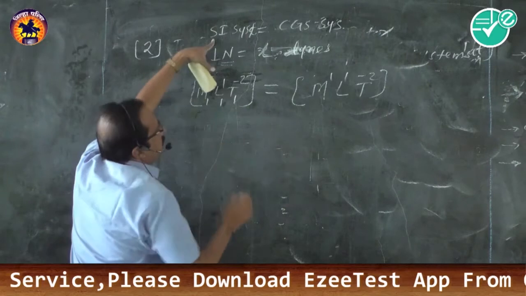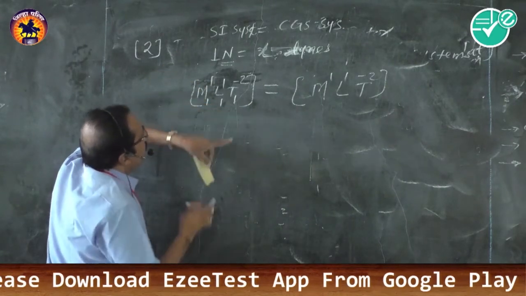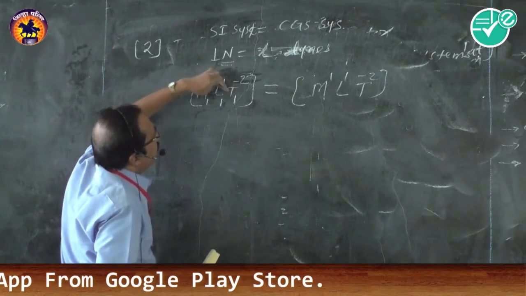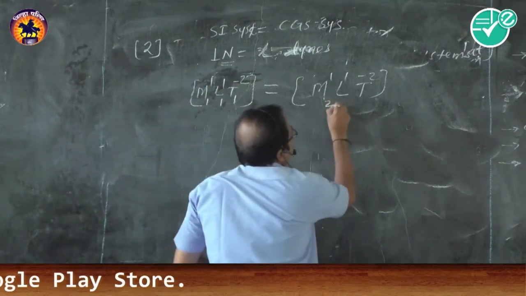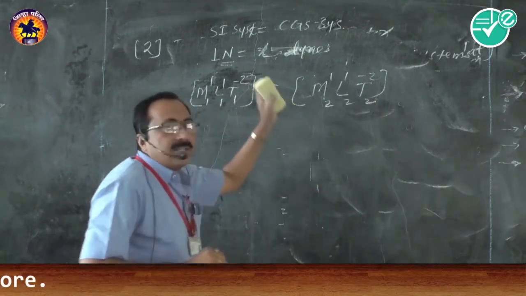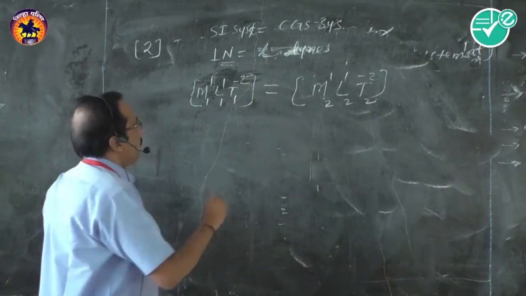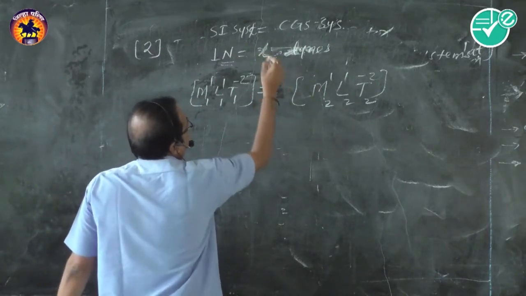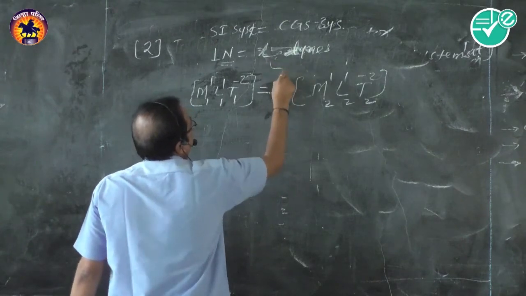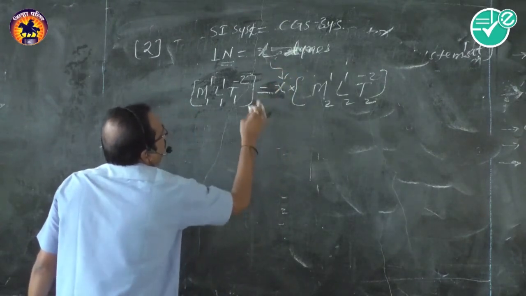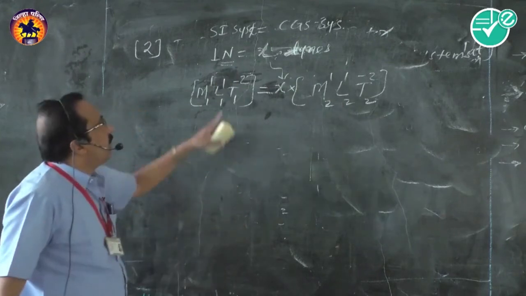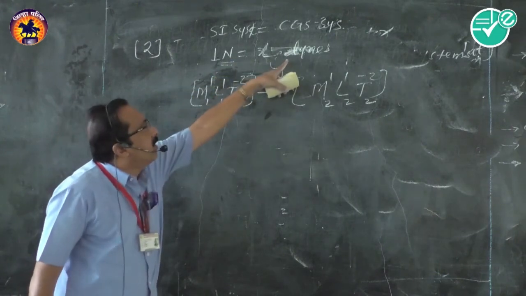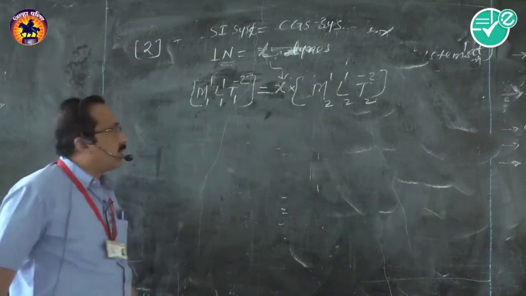Let us consider that this is the SI system. Suffix 1 stands for the SI system, M1 L1 T1. The dimensions of force are the same: mass 1, length 1 and T minus 2, and suffix 2 stands for the CGS system. Let us consider 1 Newton is equal to X times. So X comes here. We want to find the value of X, that means we want to find the conversion factor of 1 Newton. So 1 Newton is equal to how many dynes? It will come by this method, isn't it?